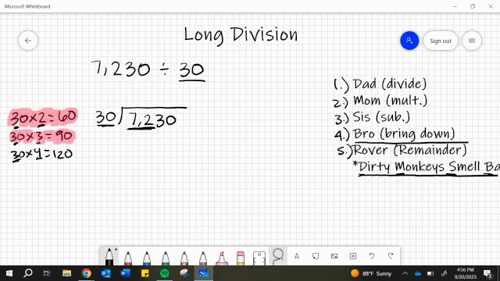And I place my 2 over the 100 spot. I know some students like to put an X here because 30 cannot fit into 7, but 30 can fit into 72. 30 times 2, right? I multiplied after I ask myself how many 30s fit into 72. And I go to the second step, which is multiply. 30 times 2 gives me 60.